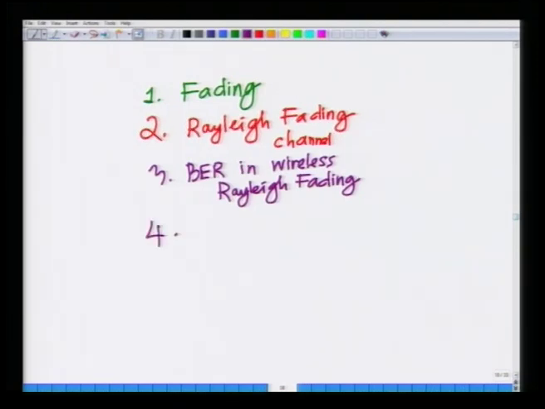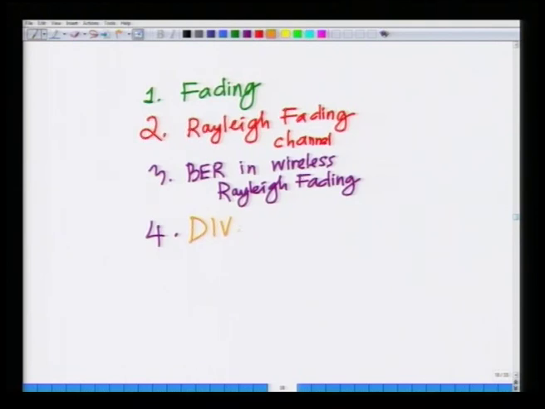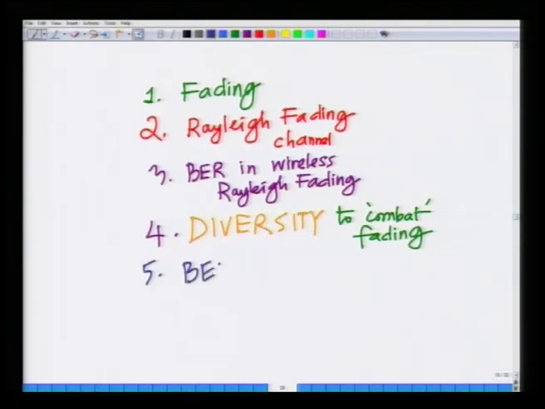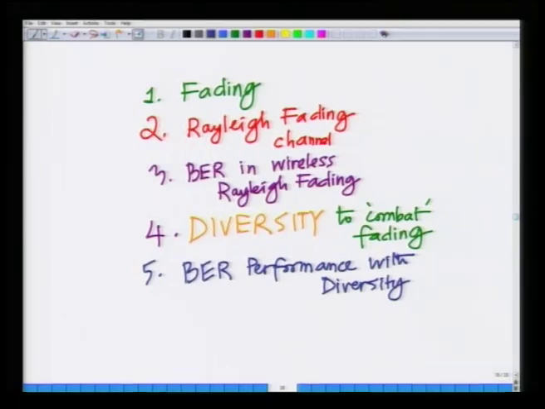We also saw that this bit error rate is high, and we said that to combat this bit error rate, a key idea is diversity. So, we learnt about diversity to combat fading. We talked about the bit error rate performance, the BER performance with diversity. We said diversity is a key idea which results in a decrease of the bit error rate of a wireless communication system. We analyzed the bit error rate with diversity.